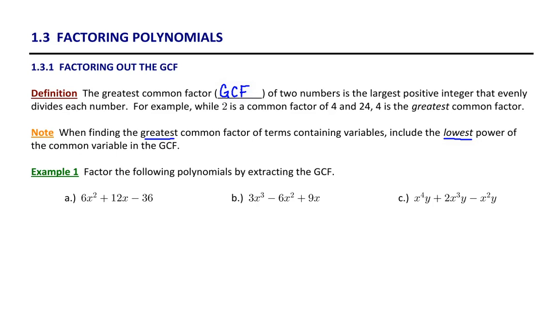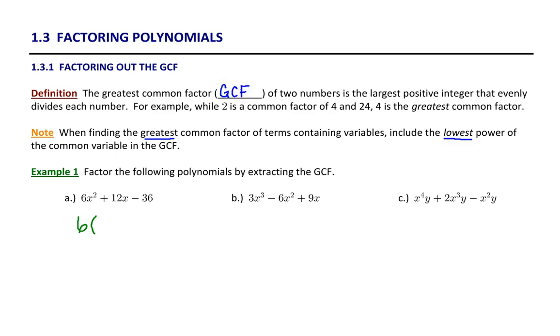Example 1, factor the following polynomials by extracting the GCF, greatest common factor. In example A, we have a trinomial 6x squared plus 12x minus 36. So I'm going to look at all three of those terms and determine if they have a greatest common factor. Hopefully you can recognize the GCF here is 6. When we identify the GCF, we're going to extract it over here on the left. Then I'm going to open up a set of parentheses and anticipate 3 terms in this set of parentheses. The original polynomial had 3 terms. I'm going to divide all 3 terms by 6 and see what's left.